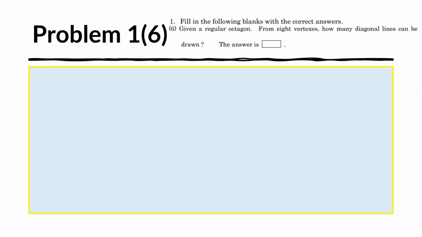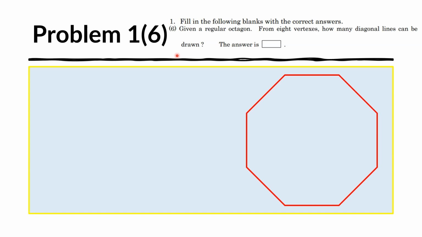For problem 6, we are given a regular octagon. From 8 vertices, how many diagonal lines can be drawn? So we will just count the number of diagonals. We start with a regular octagon. This is how I draw it.